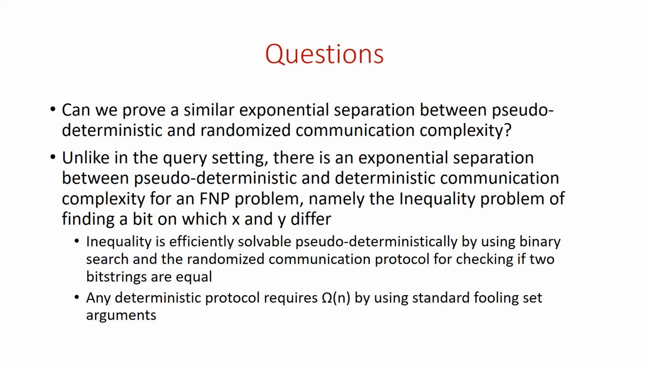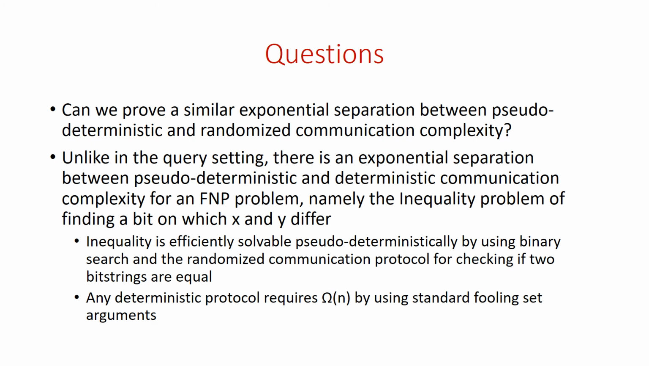A second question that's very interesting is to consider the communication complexity setting instead of query complexity. We've looked at query complexity, and is it possible to show a similar exponential separation between pseudo-deterministic and randomized communication complexity for some FNP problem in the communication complexity world, where you can verify a solution by polylog n communication between the two players?